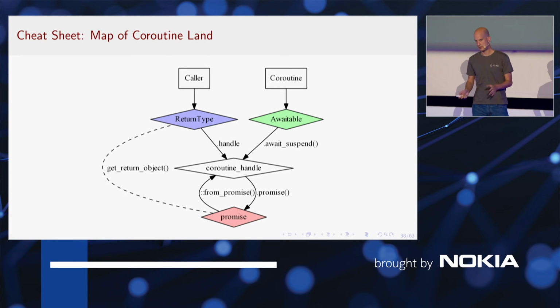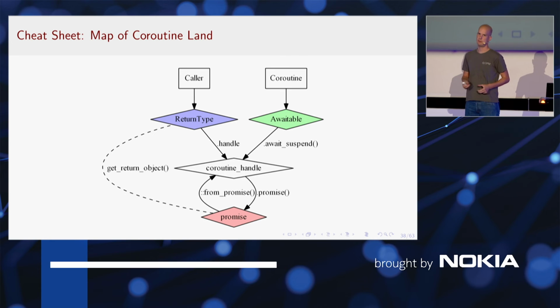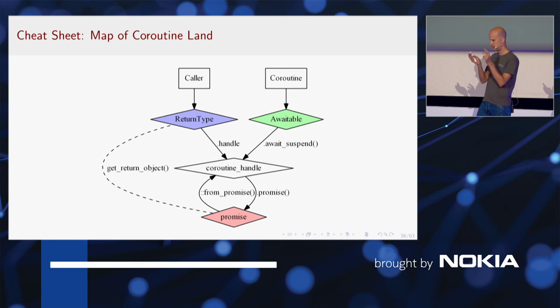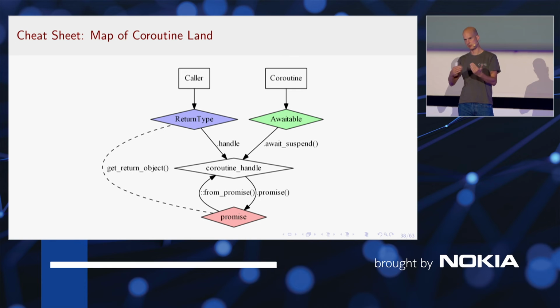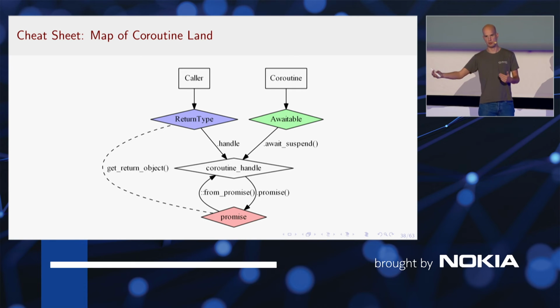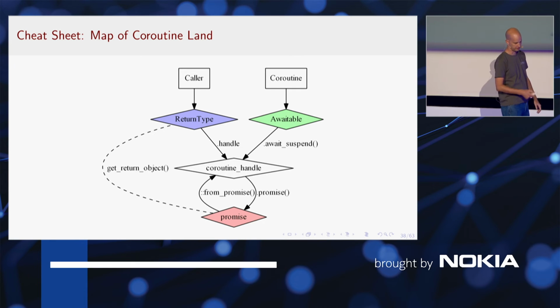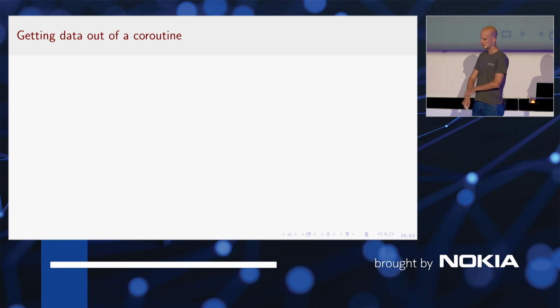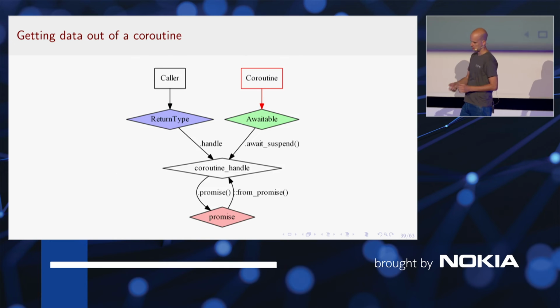So the two examples that I'm going to show are, first, how can I pass data from the caller into the coroutine when I wake it up? And second, how can I pass data from a coroutine that's about to suspend back to my caller, who I'm going to hand control flow to? So let's start with the second one, getting data out of a coroutine. How could this look like?